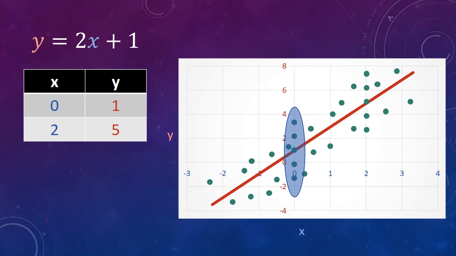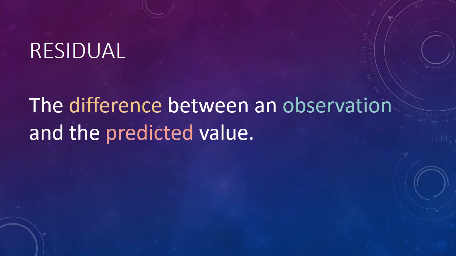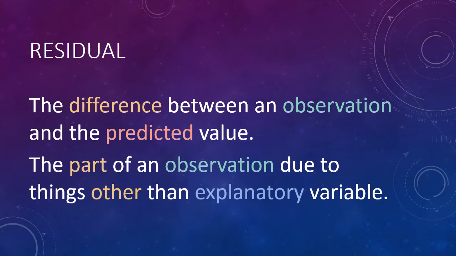We won't go into technical details about how the slope and intercept are estimated from data, but conceptually, the calculation is based on minimizing residuals. A residual is the difference between an observation and the predicted value, actual minus predicted. Another way of describing the residual is the part of an observation due to things other than the explanatory variable.